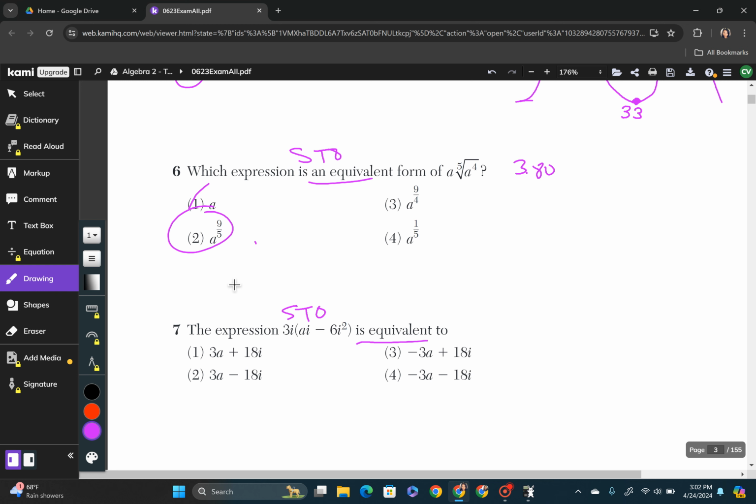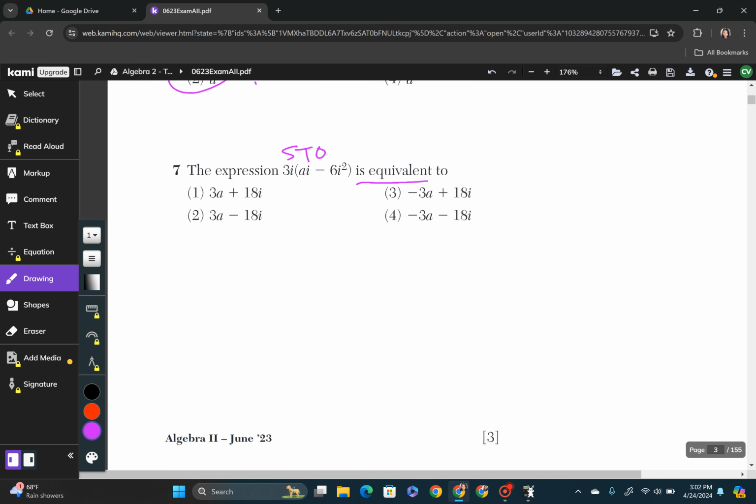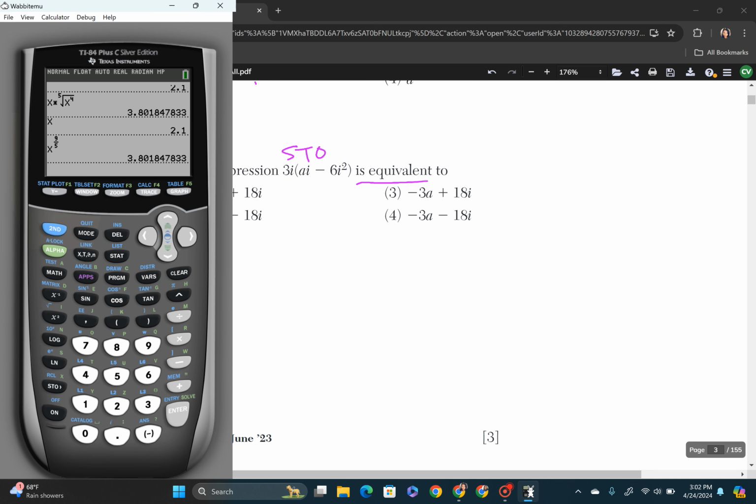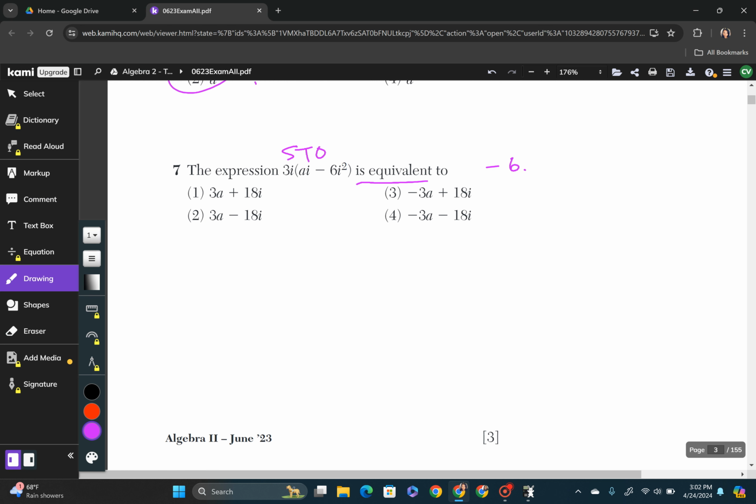Question number 7. Exactly the same thing. So I'm going to go to my calculator here, make sure that my x is still 2.1, and it is. So I'm going to do 3i. So i is second dot or decimal, parentheses. I have ai, so I could use my x again, minus 6i squared. And I'm going to close those parentheses and hit enter. So my magic number is negative 6.3 plus 18i.